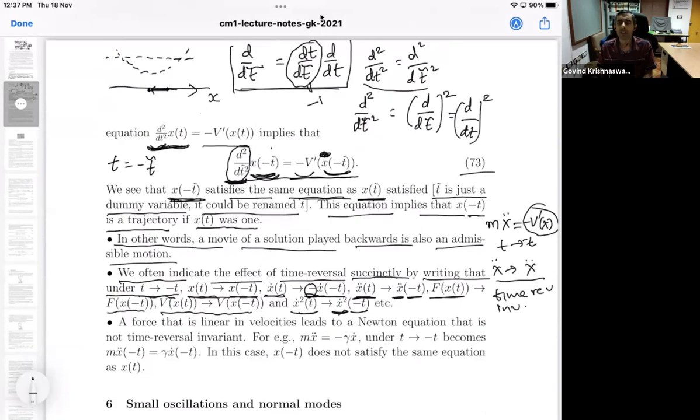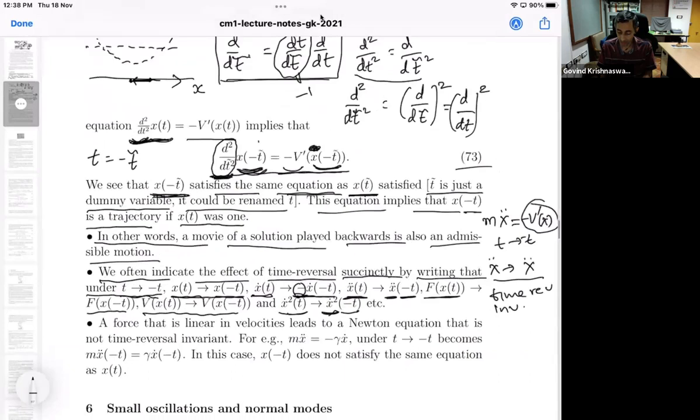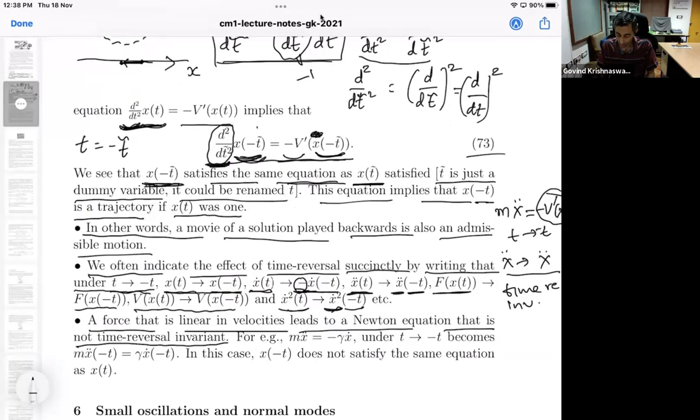Now let me give you an equation that is not time reversal invariant, which will make it much more clear, I hope. A force that is linear in velocities leads to a Newton equation that is not time reversal invariant. So let us look at a force which is linear in velocities. You will recognize this from your homework. m x double dot is equal to minus gamma x dot. Suppose the force is given by minus gamma x dot. More on this in the homework, but let us just consider the equation here.